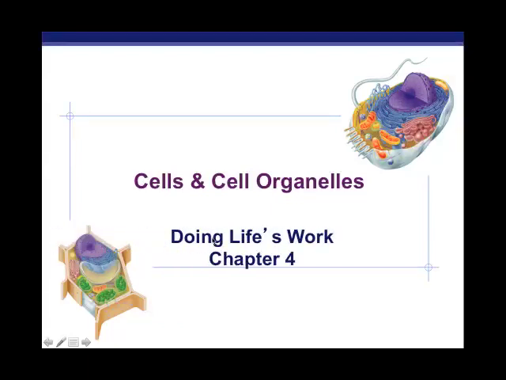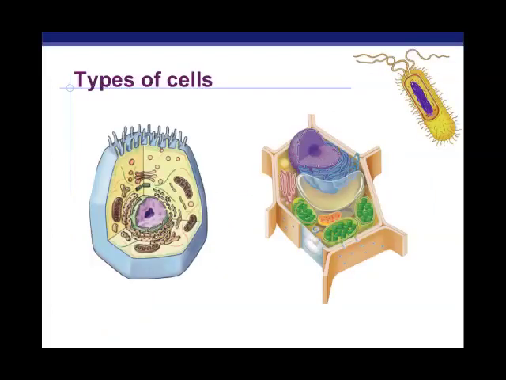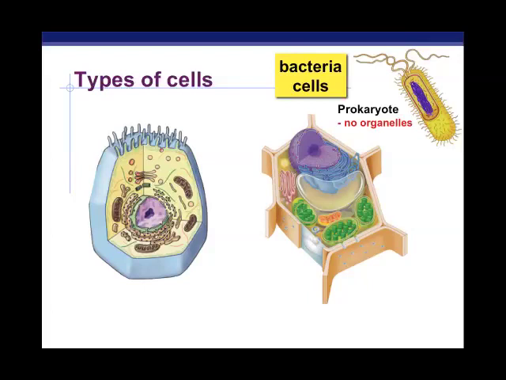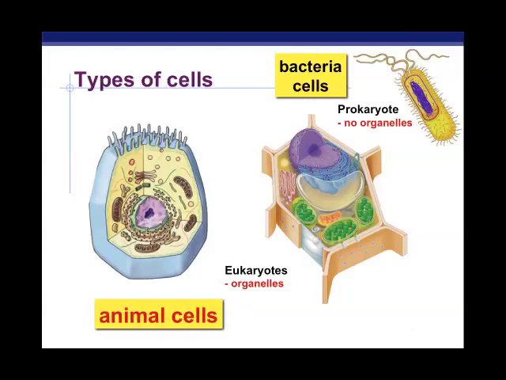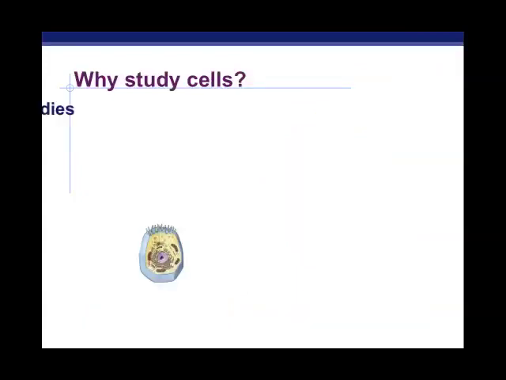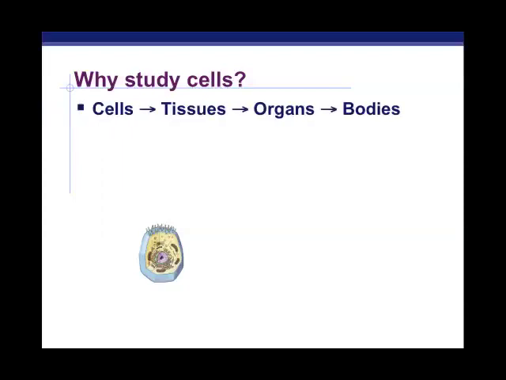We are now at chapter 4, and we will be looking at cells and the organelles, which are little organs inside the cell. So there are several types of cells. There's one called the prokaryote, and examples are bacteria cells, and then eukaryotes, which is us, and plants. So why do we need to know cells?